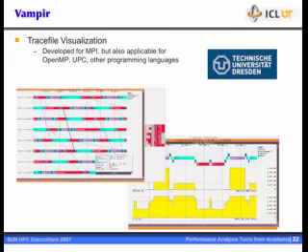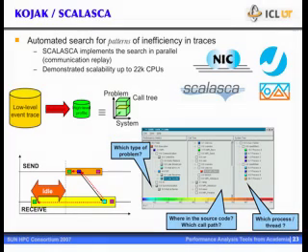Vampir is a tool for visualizing traces of mostly MPI applications. It supports many statistical views of your messaging activity. It also supports PAPI, so down here you actually see the counter activity over the timeline.